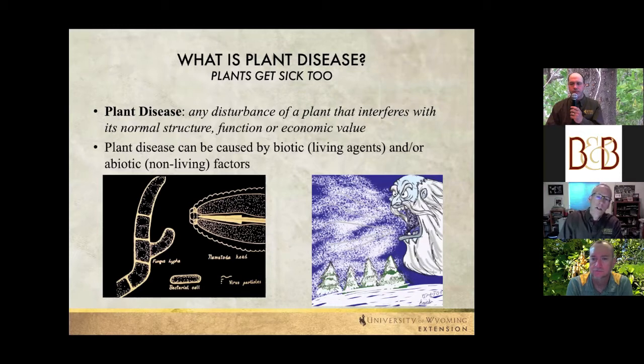Because of that, plant diseases can be caused by biotic or living agents, or they could be caused by what we call abiotic or non-living factors. And I have these pictures to try and illustrate that. This just shows some of the major pathogen groups and their size comparisons, because most pathogens of plants are microscopic, and so you can't see them with the naked eye. You typically have to use some kind of magnification.